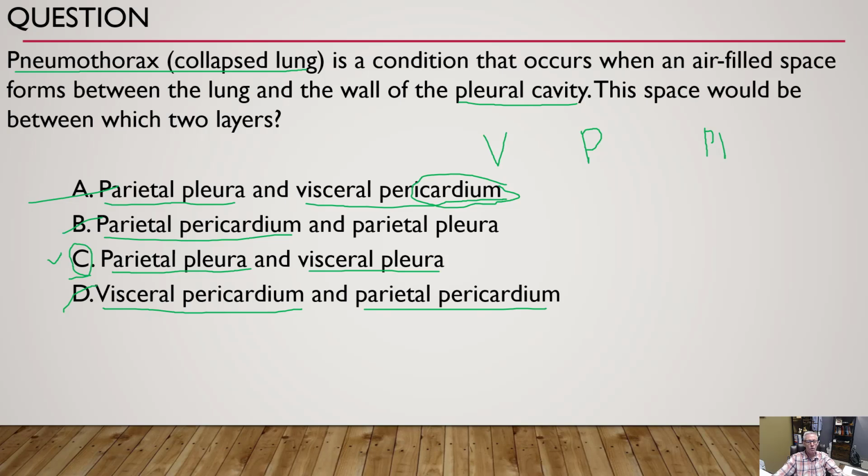So even if you have no idea what that question is asking, you should be able to recognize that the question is talking about the lungs or the pleural cavity. And answer C is the only answer that has both pleura in the answer. And you should know that cardi means heart. So answers A, B, and D all contain the word pericardium, which refers to the heart. So you should be able to get this question right, even though you might not have any idea what the question is asking.